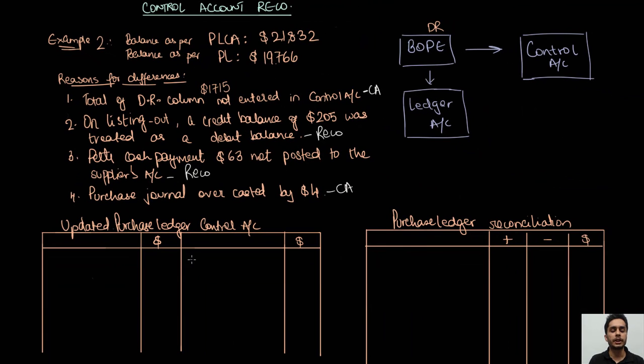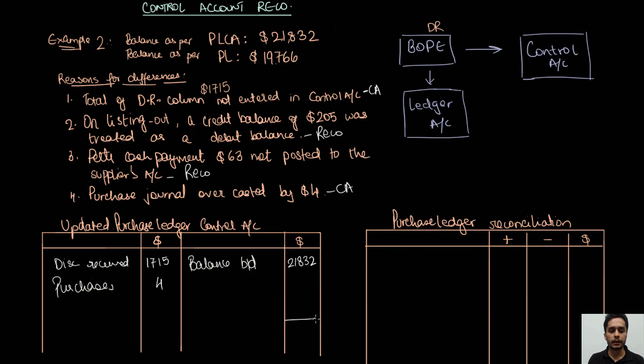Let us start our updated purchase ledger control account by bringing down the balance as per the previous control account, which is 21,832. My first entry was the total of the discount received column, 1715, not entered. So let us record our discount received in the control account, 1715. And the purchase journal was overcasted by 4. It means the total of the purchases in the purchase journal was taken extra by $4. When it was taken extra, we've already put that extra 4 in the control account. Now we need to reverse that, and hence purchases will go on the opposite side as 4.